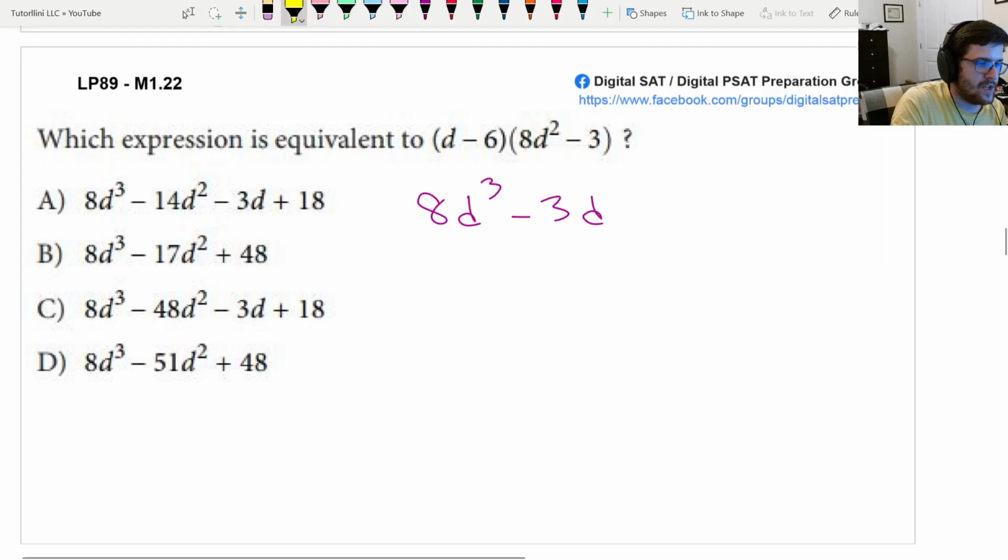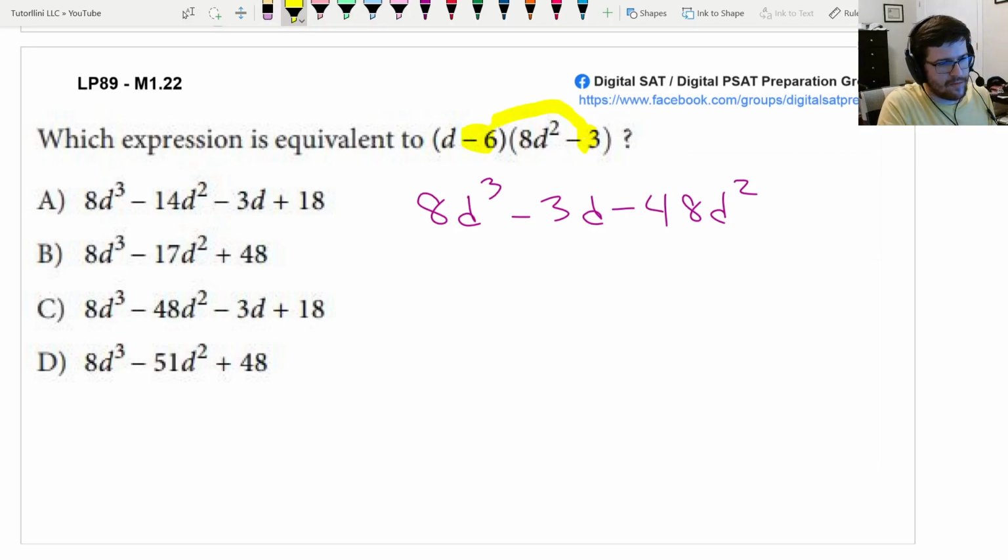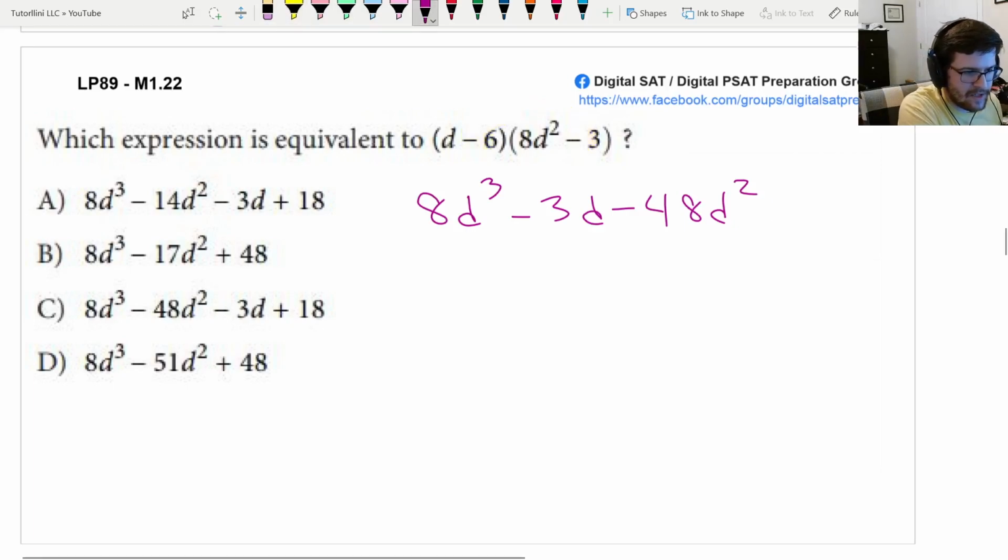And now I'm going to do the inner. Negative 6 times 8d squared. That should be minus 48d squared. And now negative 6 times negative 3. That should be positive 18 plus 18.